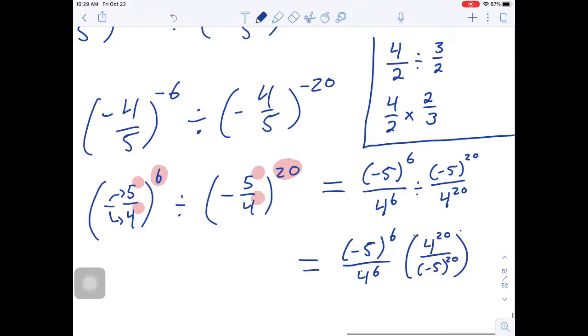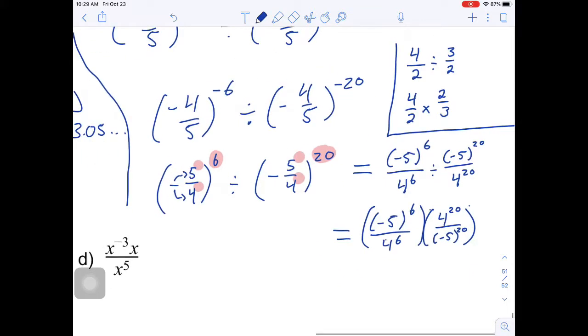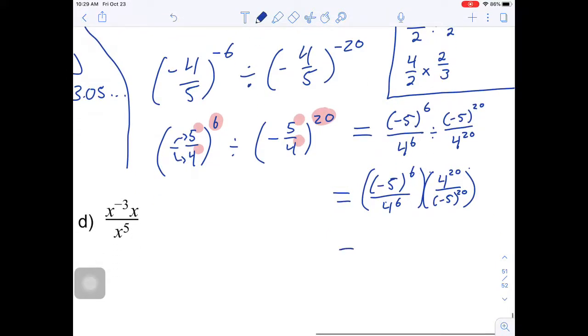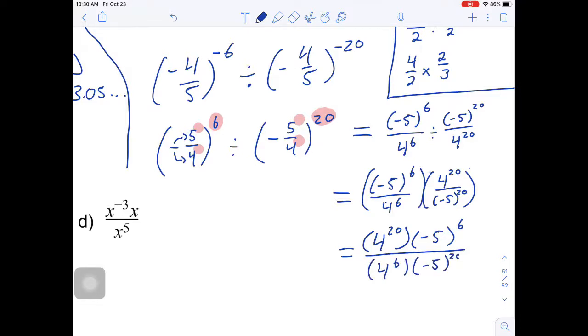Okay, and why is that useful? This is useful because now you can apply another law. Here, I just get negative 5 to the power of 6 times 4 to the power of 20. So I can represent that as 4 to the power of 20 multiplied by negative 5 to the power of 6 over, and here I can represent my denominator as 4 to the power of 6 times negative 5 to the power of 20.